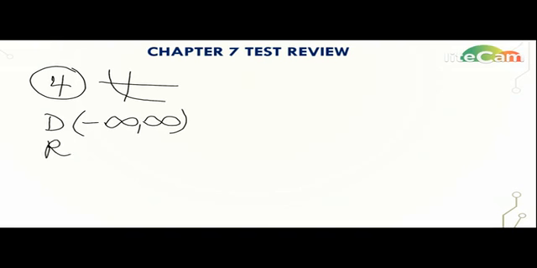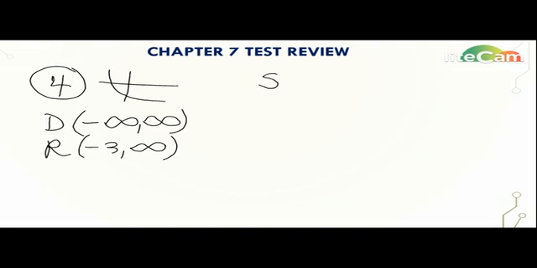For number 4, it was shifted down 3. So basically, the domain again, since this is an exponential, the domain goes in both directions to infinity. The range is negative 3 to infinity.